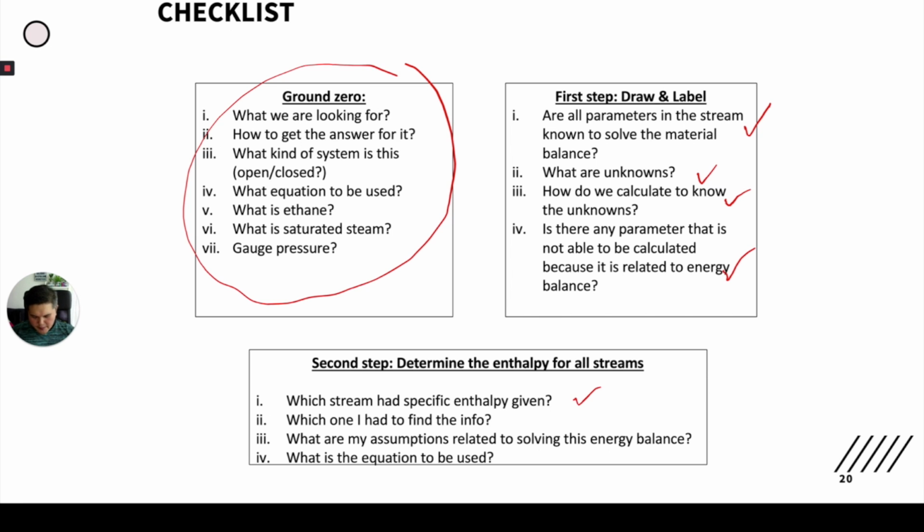Second step, determine the enthalpy for all streams. Which stream had specific enthalpy given? Which one do I have to find the info for? What are my assumptions related to solving this energy balance? Okay, so what do we think about when we list down the equation of energy balance? What does it involve? What does it not involve? So what is the equation to be used finally? So these are the things that we have to ask ourselves.